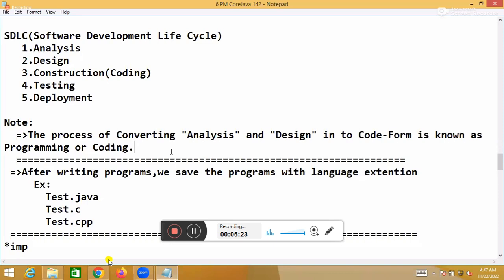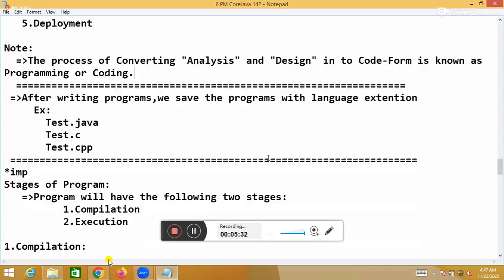After writing the program, how many stages will there be now? Sorry. After writing the program, we save the program with what now? A language extension. Whenever you write the program in C language, what is the extension now? .c. When you write the program in C++, .cpp. CPP means C++ only. Okay, right? .java, if it is our Java program, we call it .java. That's the first information, because tomorrow, Wednesday, Thursday and Friday, practical work will be there for you. Within 2 days, the practical will be there.